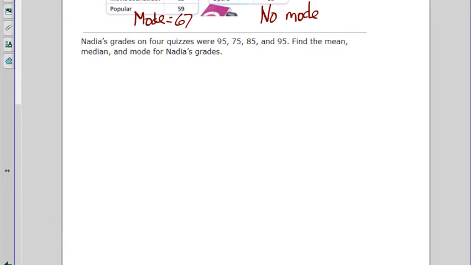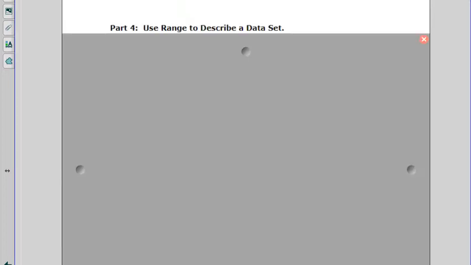Here's another one for you to try. Nadia scored a 95, a 75, an 85, and a 95 on 4 quizzes. We're asking for the mean, the median, and the mode for her grades. So go ahead and calculate those and we'll talk about them in class.